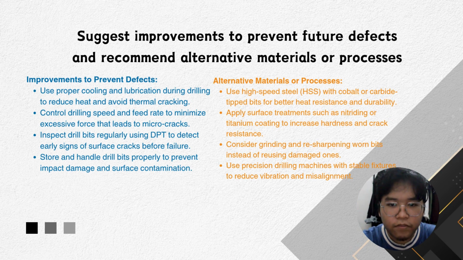For alternative materials or processes, use high-speed steel with cobalt or carbide tip bits for better heat resistance and durability. Apply surface treatments such as nitriding or titanium coating to increase hardness and crack resistance. Consider grinding and resharpening worn bits instead of reusing damaged ones. Use precision drilling machines with stable fixtures to reduce vibrations and misalignment.